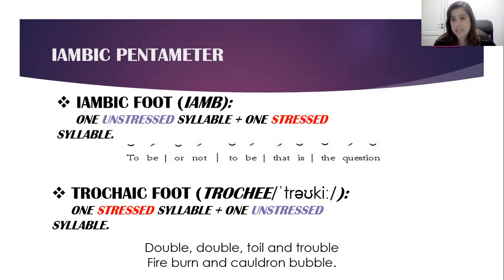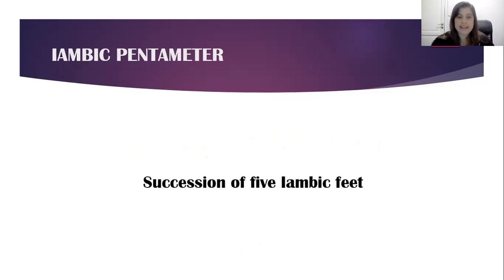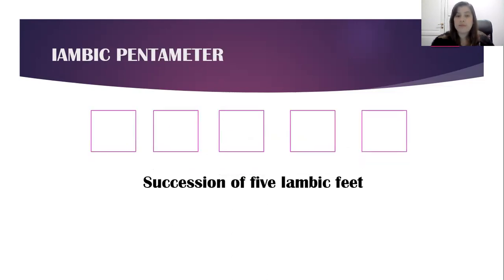for supernatural characters, because the trochaic foot sounds super and natural, while the iambic pentameter sounds more natural. It sounds perfect. It fits into the sentence. We will continue speaking about this. Don't panic. So iambic pentameter, as I said before, is a succession of 5 iambic feet. Here we have 5.